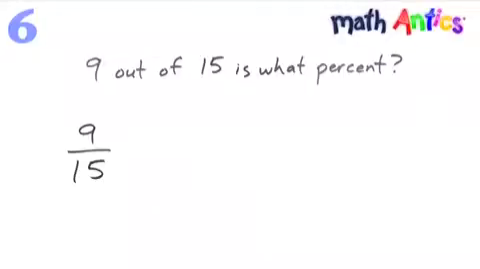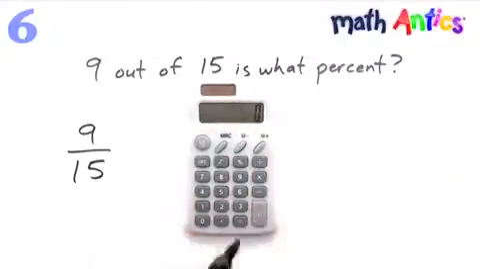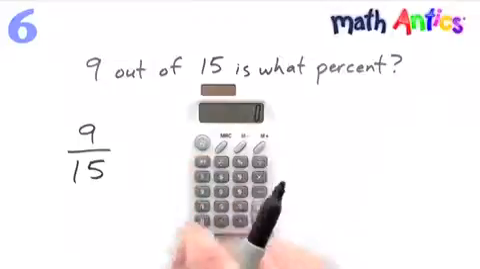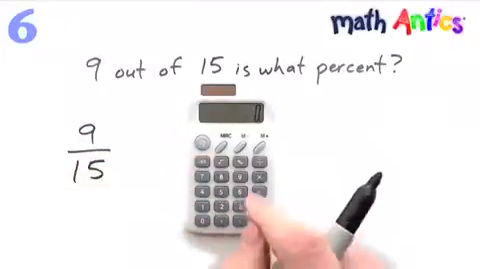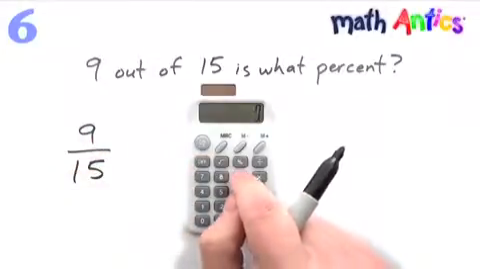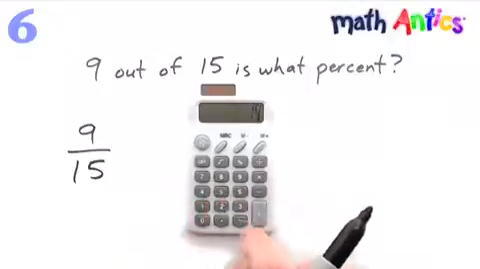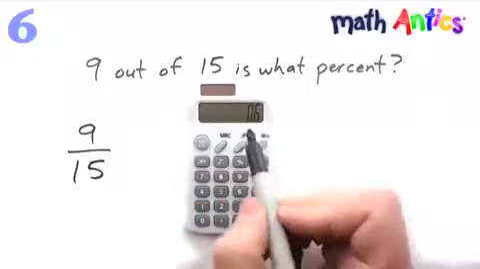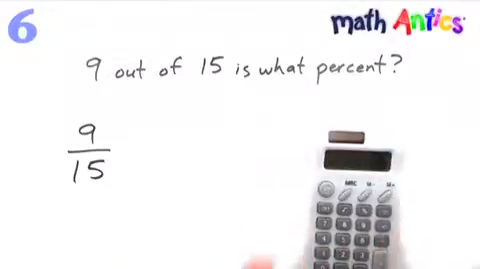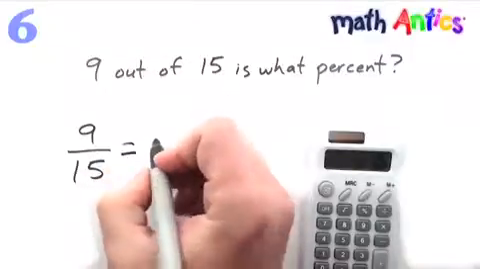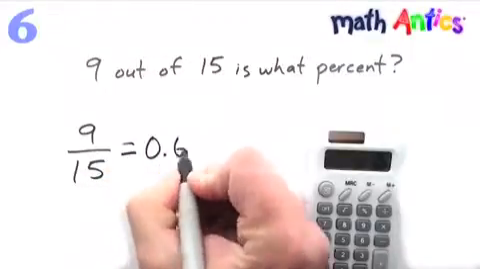So instead, I'm going to use a calculator to figure out the decimal form of this fraction and then convert that to a percent. All right, so 9 over 15 is 9 divided by 15. So plug in 9 divided by 15 equals 0.6. All right, so 9 over 15 equals 0.6.